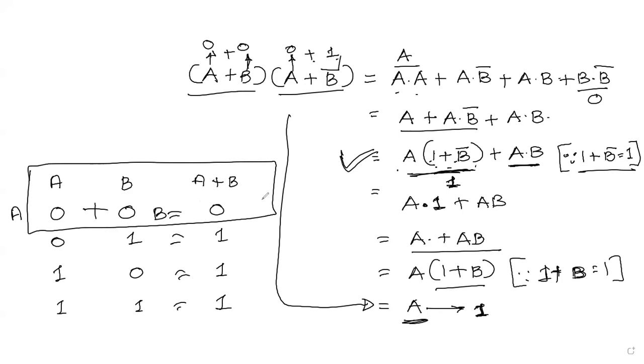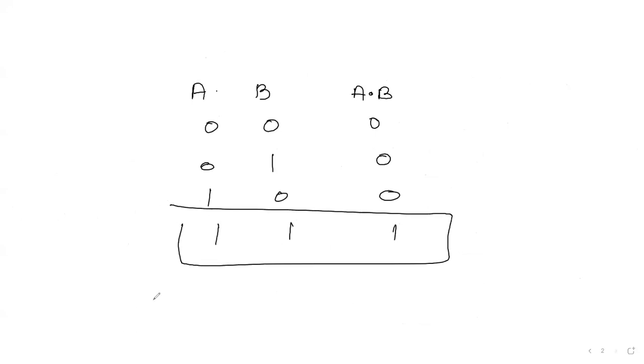This is exactly the opposite of sum of product, right? In case of sum of product, you have A into B. So 0, 0 will give you 0. 0, 1 will also give you 0. 1, 0 will give you 0. 1, 1 will only give you 1, right? So we call it A into B.